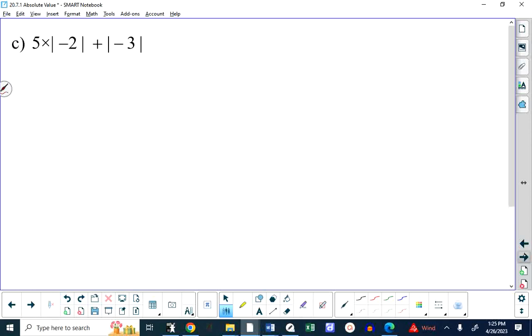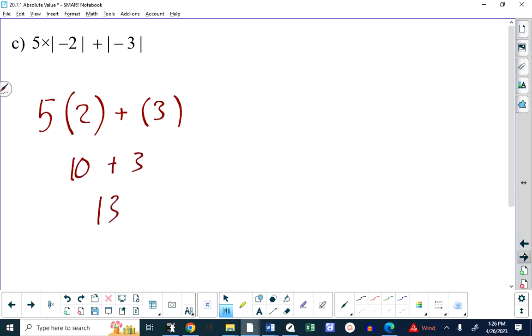Five times the absolute value of negative 2 plus the absolute value of negative 3. Well, the absolute value of negative 2 is 2. The absolute value of negative 3 is 3. 5 times 2 is 10 plus 3, 13. There's nothing really complicated about this math-wise, not conceptually. It's all about understanding what that absolute value notation means.